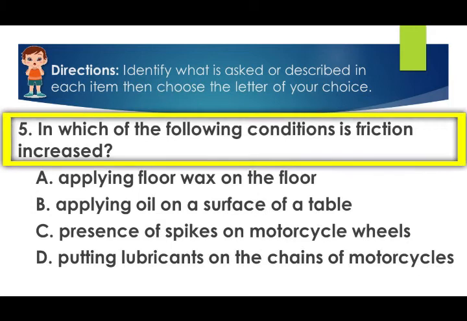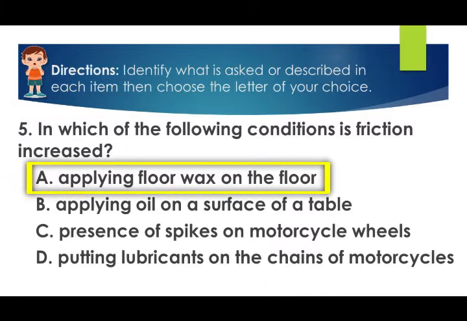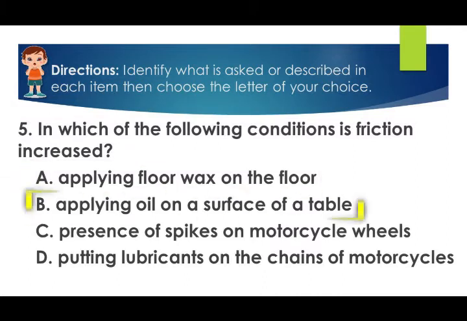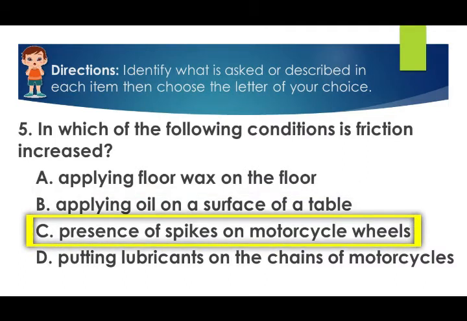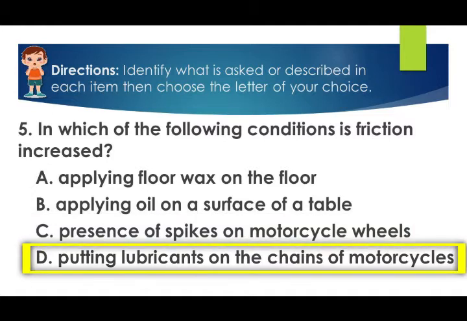Number 5. In which of the following conditions is friction increased? A. Applying floor wax on the floor. B. Applying oil on the surface of a table. C. Presence of spikes on motorcycle wheels. Or D. Putting lubricants on the chains of motorcycles.